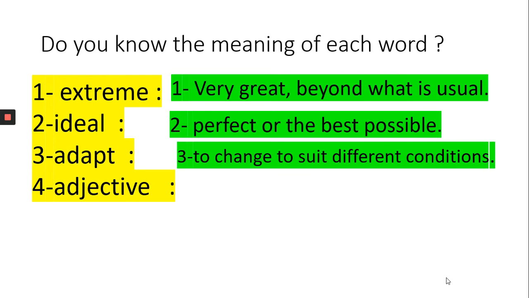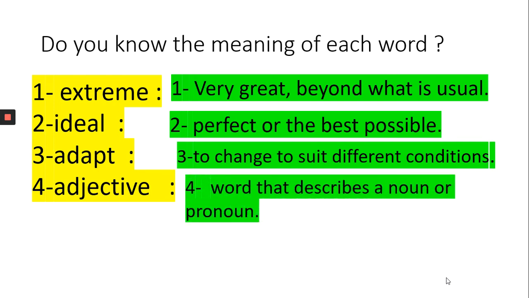What is an adjective? When we say, for example, the question was hard. So hard is an adjective of the question. The desert is hot. So hot is an adjective of the desert. So what is an adjective? An adjective is a word that describes a noun or a pronoun. For example, he is a smart person. So the word smart is an adjective. She is a good girl. The word good is an adjective.